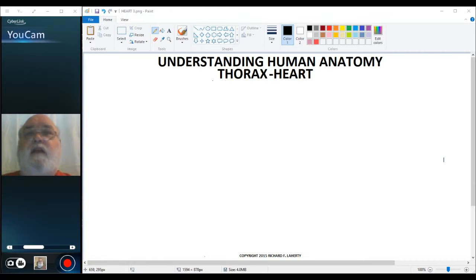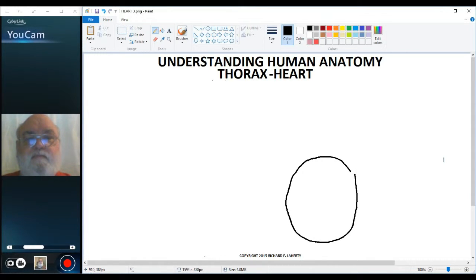In this first diagram, I'm going to draw in a posterior view of the heart. So I'm going to start that with a view of the left atrium, like so. And I'll clean up the drawing a little bit. Like so.